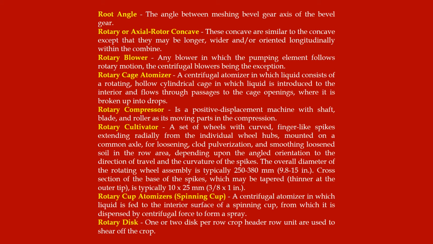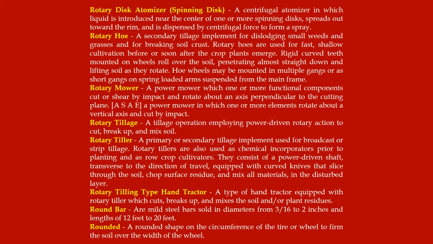Rotary disc. 1 or 2 discs per row crop head or row unit are used to shear off the crop. Rotary disc atomizer or spinning disc. A centrifugal atomizer in which liquid is introduced near the center of one or more spinning discs, spreads out toward the rim, and is dispensed by centrifugal force to form a spray.